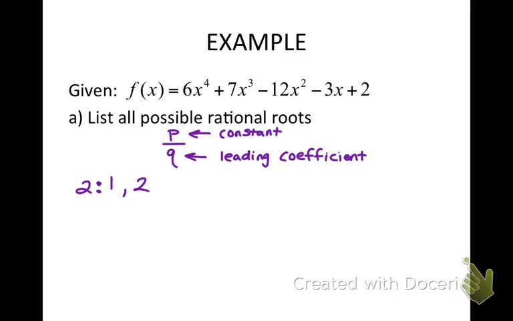What's my leading coefficient? So go to your highest degree monomial, and then what's the coefficient there? 6. Good. What are factors of 6? 1 and 6, 3 and 2. Good. So we made our list of our factors of our constant. We made a list of our factors of our leading coefficient. Everybody good so far?